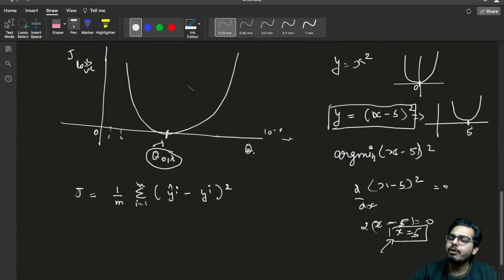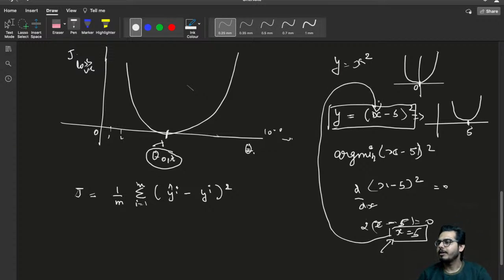And if you really want to find the minimum value of the function, you simply put this x value over here, right? Now the same thing you have to do in your loss function or in your linear regression case. So what you need to do is, you have this loss function J, fine. You need to take the derivative and put it equal to 0. You will get values of the thetas.